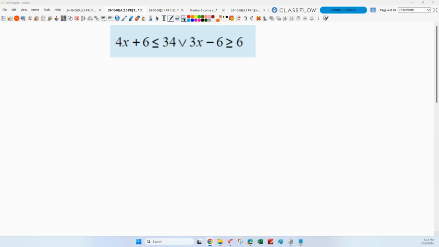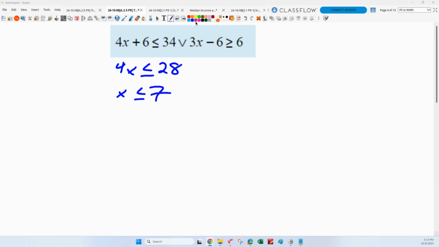How about this one? Same kind of thing. So 2 steps in order to solve the first one. Minus 6. Okay, so I subtract 6, I get 4x is less than or equal to 28. Now what? Divide by 4, what do I get, everybody? X is less than or equal to 7.